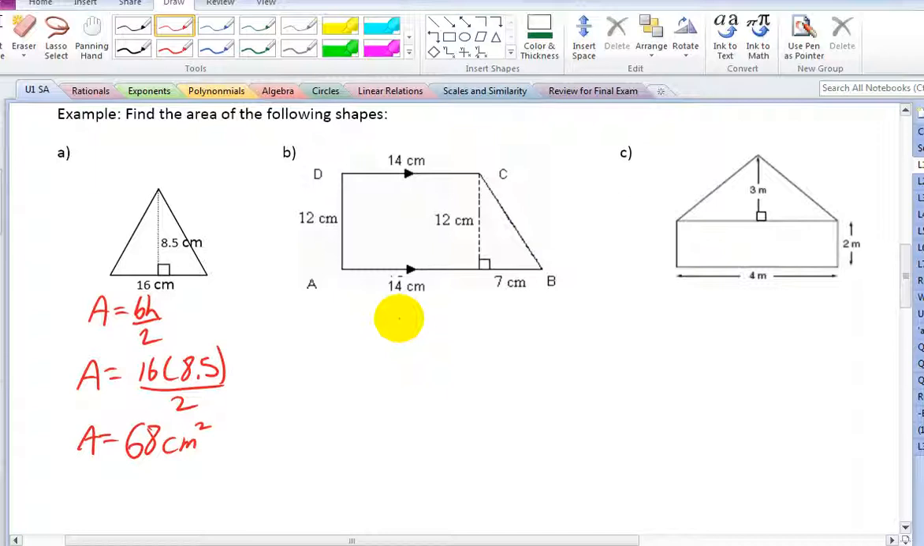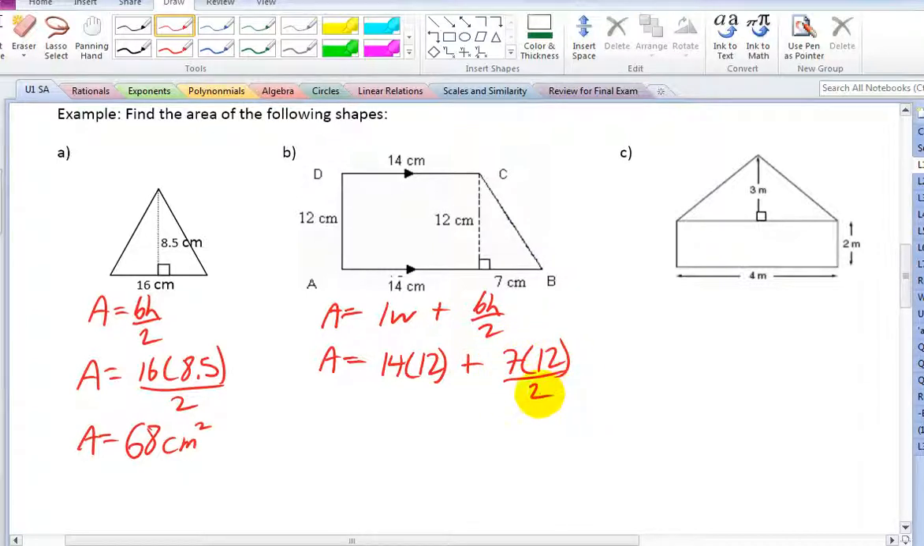We have a rectangle plus a triangle. So the area of this one is going to be length times width plus base times height divided by 2. So we have the rectangle and the triangle. So we have 14 times 12, or 12 times 14. And the base of the triangle is 7. The height is 12 divided by 2. Okay. 14 times 12, any takers? 140, 28, 168.